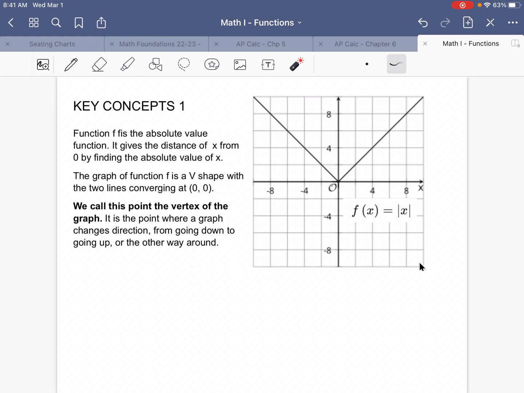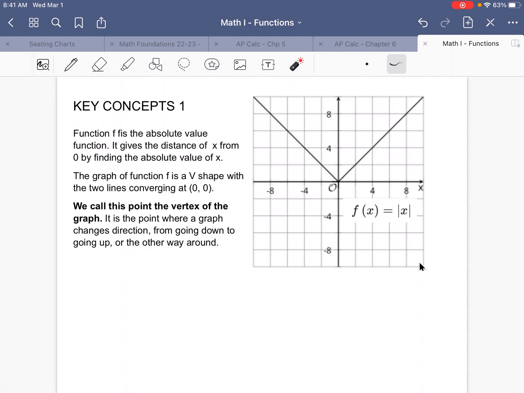Hey, so this is for day 16, absolute value functions, part 2. We're investigating distance as a function. Function f is the absolute value function. It gives the absolute value of x, and that's what these vertical bars mean, from 0. This is just asking how far from 0 is our x value.